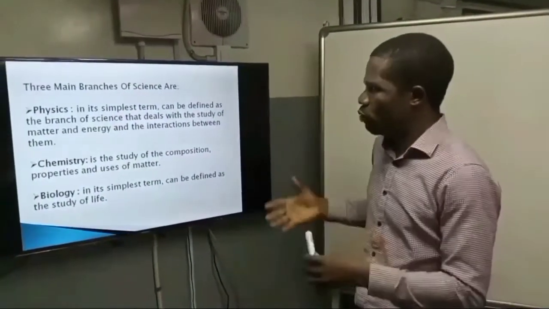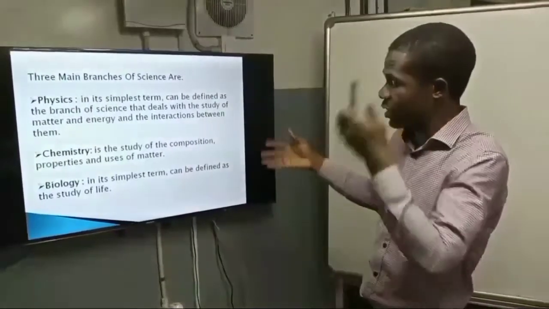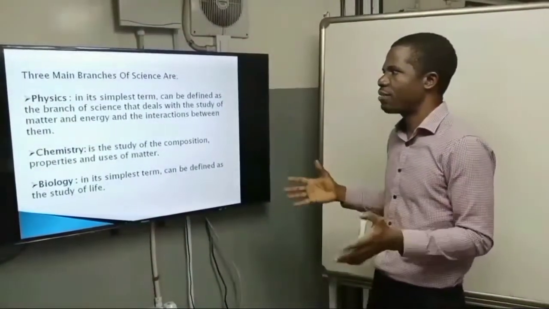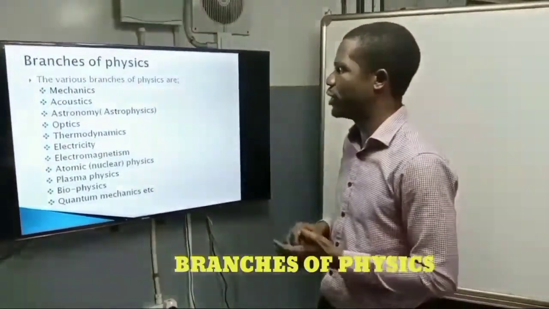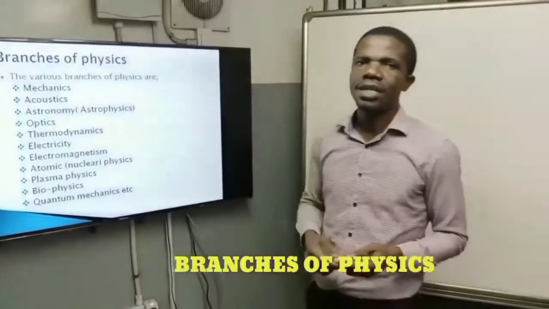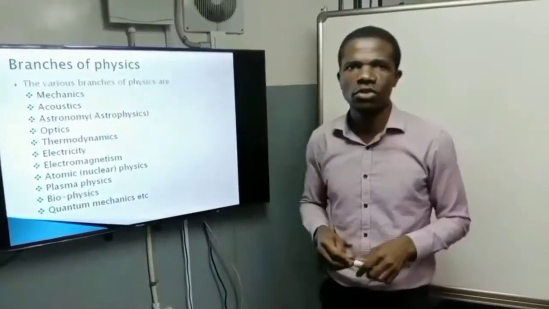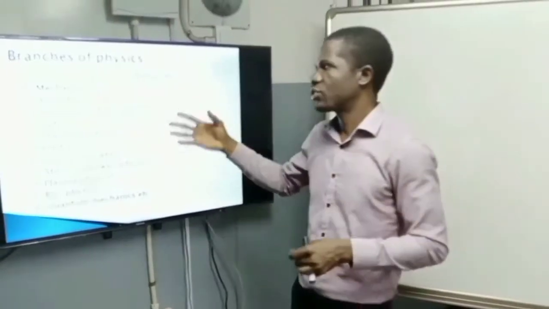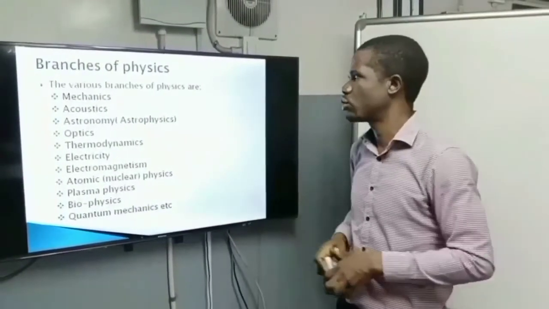Now, we will go properly into physics. Having defined what physics is, the next thing we will look at is the various branches we have in physics. Physics is divided into several branches. The first branch we have there is mechanics. Mechanics is the study of motion and the forces that cause motion. The other branch of physics is acoustics. Acoustics is the study of sound and the energy that relates to sound as well.